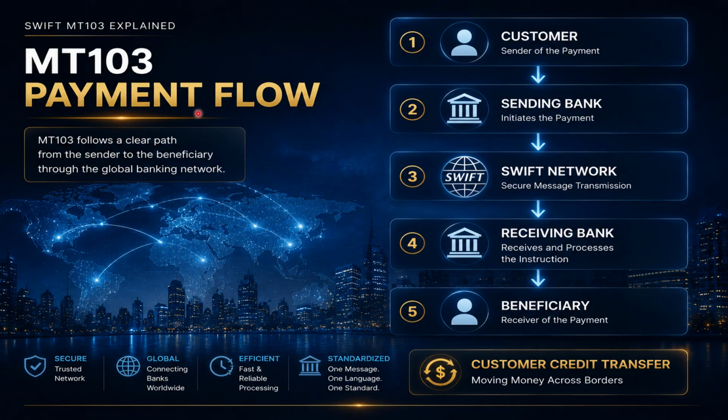MT103 payment flow. Here's how the payment flows. First, the customer requests an international transfer. Next, the sending bank creates the MT103 message. The message travels securely through the SWIFT network. The receiving bank processes the instruction. Finally, the beneficiary receives the payment. Notice that SWIFT carries the payment instructions, not the money itself.